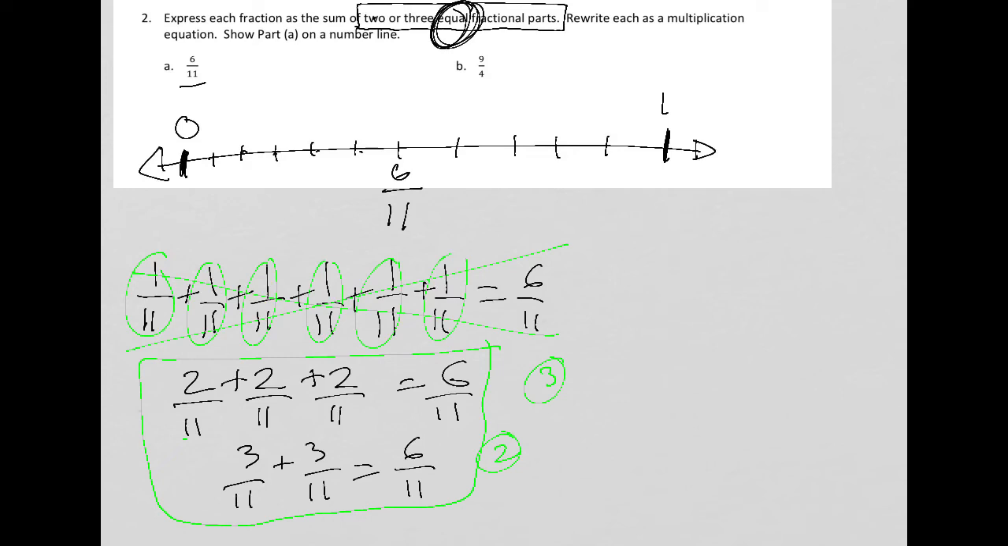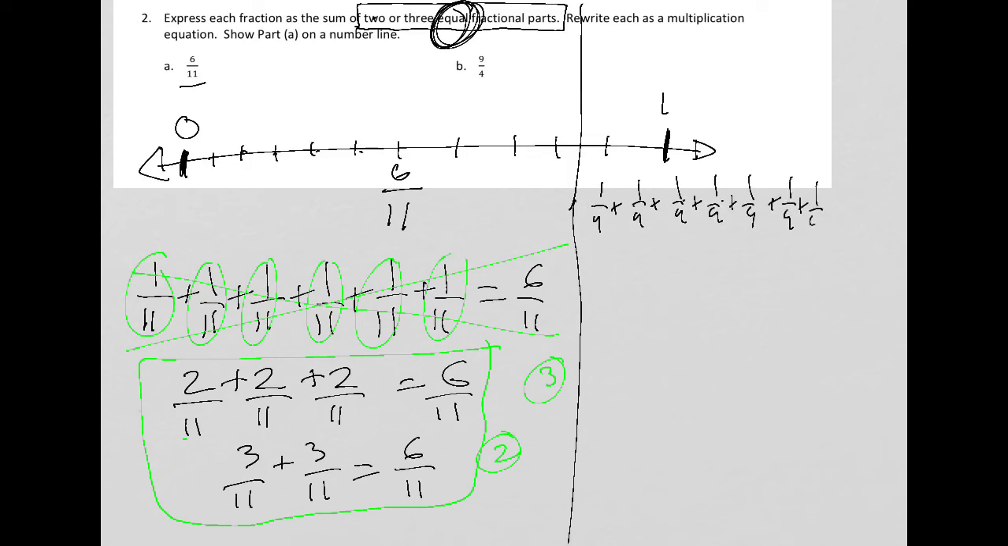If I was going to do part B and not do it on the number line, it says 9/4. So if I think of ways that I can add fractions together to equal 9/4, I know I can do the same thing here where I do 1/4 plus 1/4 plus 1/4 9 times. But I know this isn't going to fit, so many, because they want equal fractional parts. So I know that one's wrong.